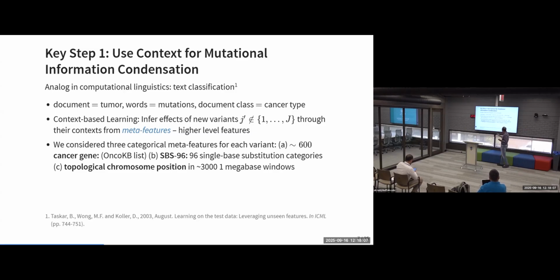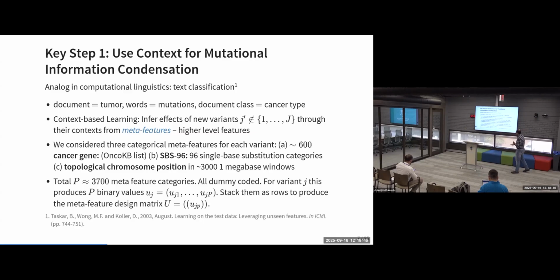The second is type of alteration. There are 96 possible types of single base substitution categories. We're going to try to understand this mutation: what type of nucleotide change does it associate with? Finally, the topological position. Where in the chromosome does this mutation occur? So when we see a new mutation, or possibly a previously observed one but only a handful of times, we're going to ask these questions. Okay, is the mutation at a cancer gene? Which of the 96 different categories of mutation does it associate with? And then the position on the chromosome.